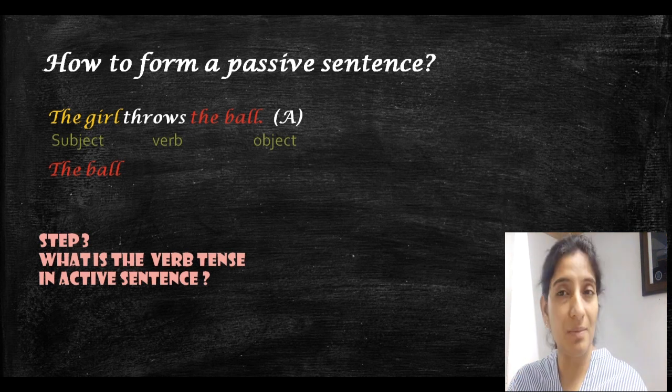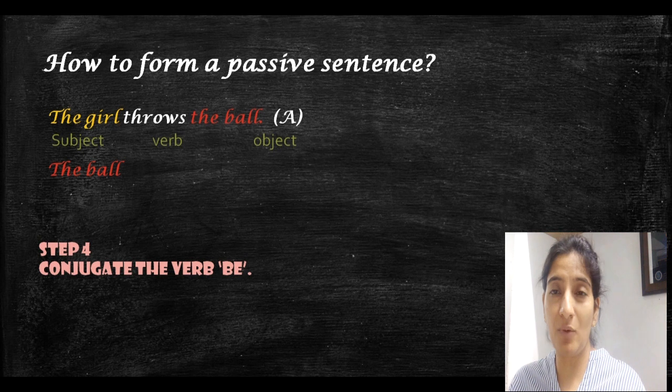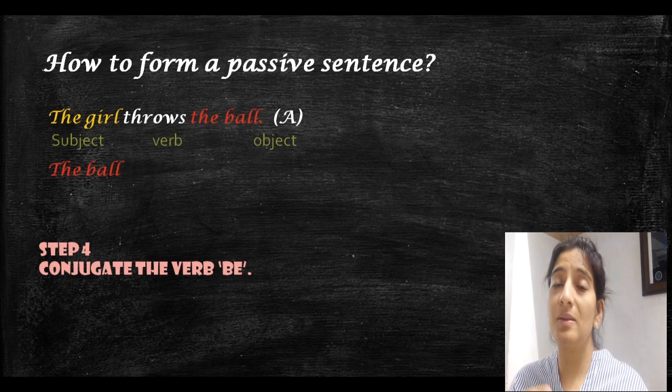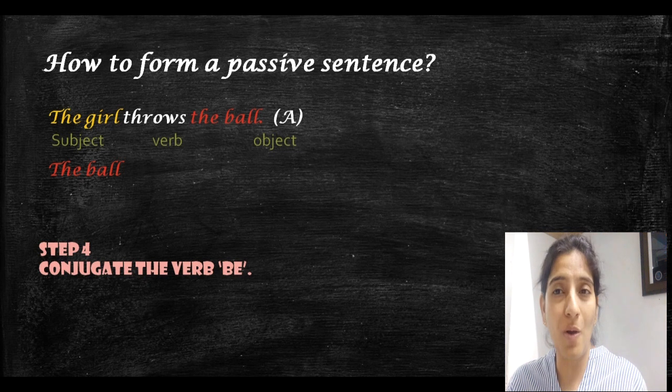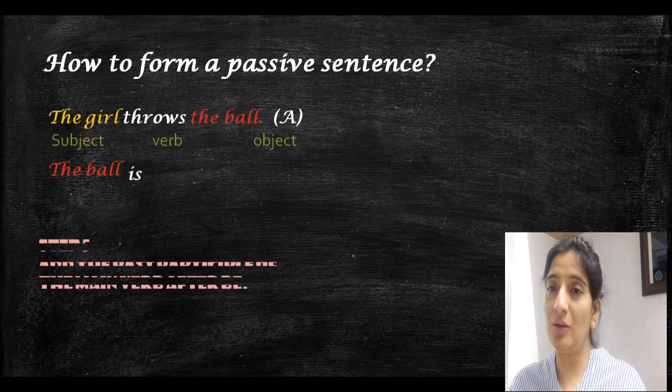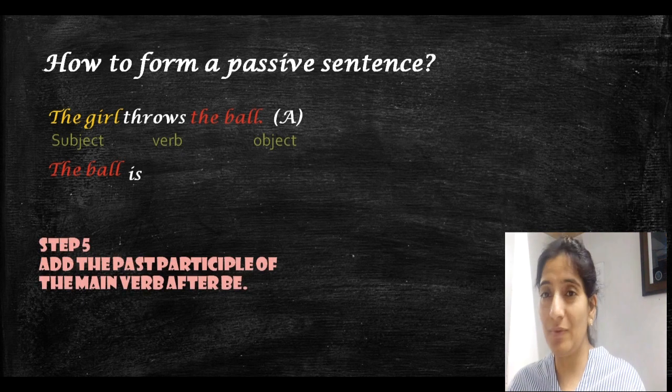So the next step is to conjugate the verb be so that it is in the same tense as the main verb in the active sentence. We need to change our be verb to the present simple, so it becomes is, am or are, depending on our new subject. And our new subject is the ball, not the balls. So we can choose is. The ball is.